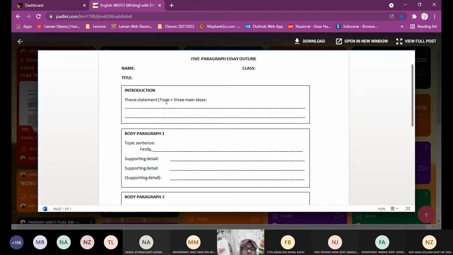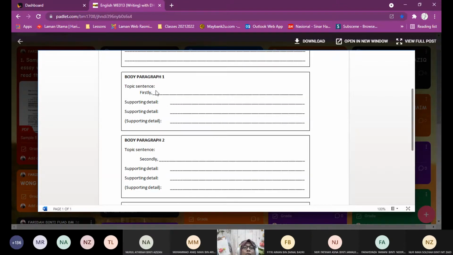Basically you have the topic and 3 main ideas mentioned in the same paragraph, in the same full sentence. You cannot separate the main ideas into any other sentence. It doesn't matter how long the sentence will be. Everything must be there in one sentence. You can use a semicolon or a comma, just to connect the 3 main ideas in one sentence. That's why it is called a thesis statement.